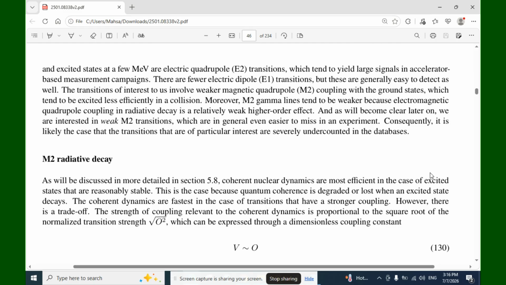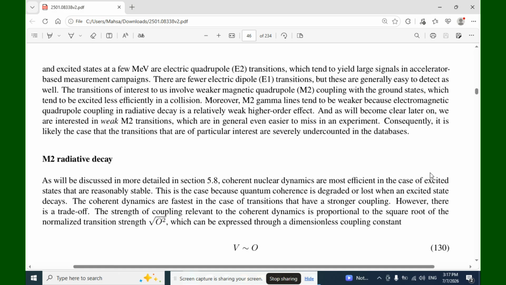The transitions of interest to us involve weaker magnetic quadrupole M2 coupling with the ground states, which tend to be excited less efficiently in collisions. Moreover, M2 gamma lines tend to be weaker because magnetic quadrupole coupling in radiative decay is a relatively weak higher-order effect, and as will become clear later on, we are interested in weak M2 transitions, which are in general even easier to miss in an experiment.